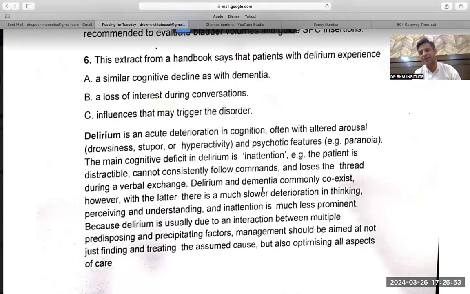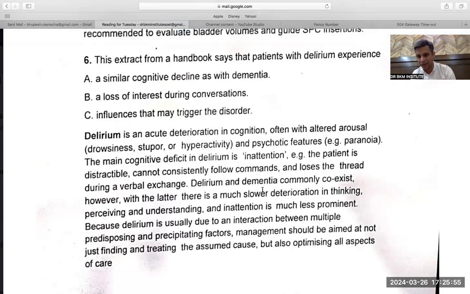And then delirium and dementia, they commonly coexist. They occur together. However, the latter is much slower. It is acute. Delirium is acute. Latter means dementia. If there are two words, delirium and dementia, delirium is the former and dementia is the latter. So I have been given this word, latter. Latter means the second one, dementia.